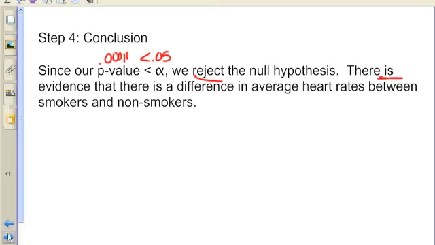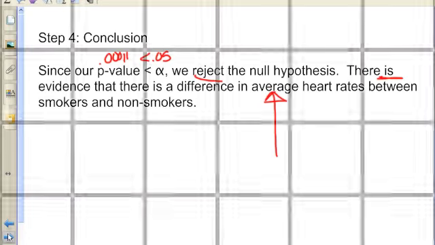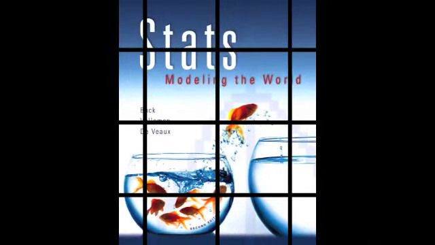I want to point out one really important word that I used, and it was average. This does not prove that every smoker has a different heart rate than every non-smoker. It shows us that on average, they are different in their heart rates. Really important. Make sure you catch that word. And that is our hypothesis test.